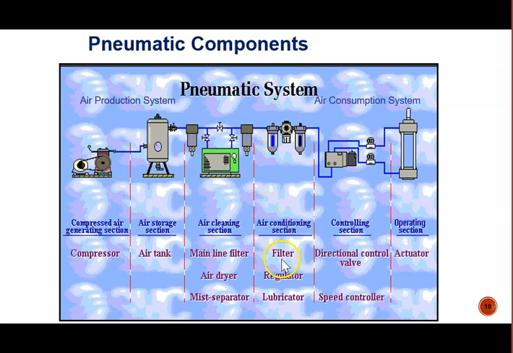And then this is the filter, regulator, lubricator, and these are the parts that are used in the actuator. Okay, before going to the actuator, the air will firstly go into the DCV, the directional control valve.